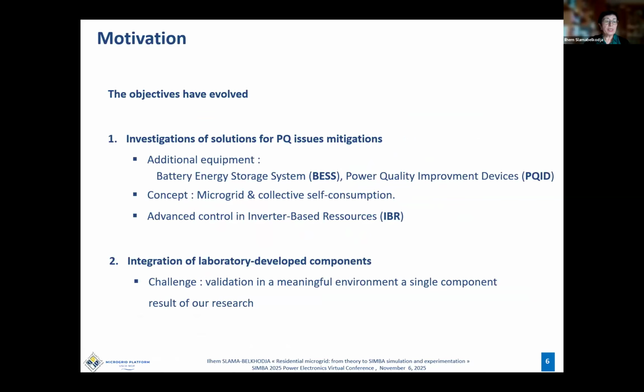Afterwards, the objectives evolved and focused on two main points. The investigations then concerned, on the one hand, solutions for power quality issues mitigation, with the 3 main groups of solutions already mentioned. And, on the other hand, the integration of the laboratory developed components. The challenge was the validation, in a meaningful environment, of a single component resulting from our research.